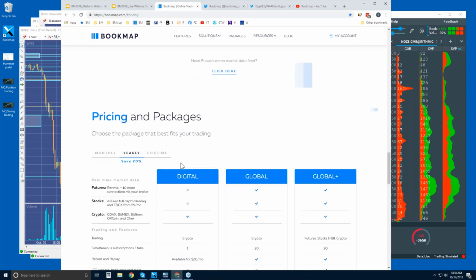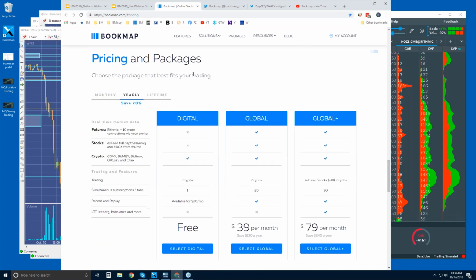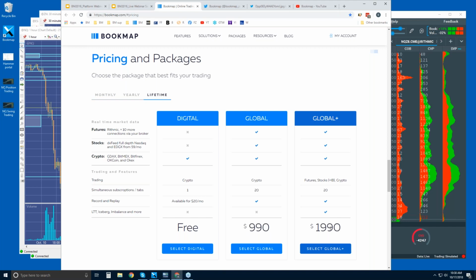All right, let's continue on. There's a link here if you want to try some free data from other data providers. Packages and pricing here. You can subscribe monthly, yearly, and you get a 20% discount, but you can also purchase lifetime. And this is a new product that we've never offered until just a few weeks ago. You can also get Bookmap Global Plus lifetime here. It comes with all the add-on indicators.